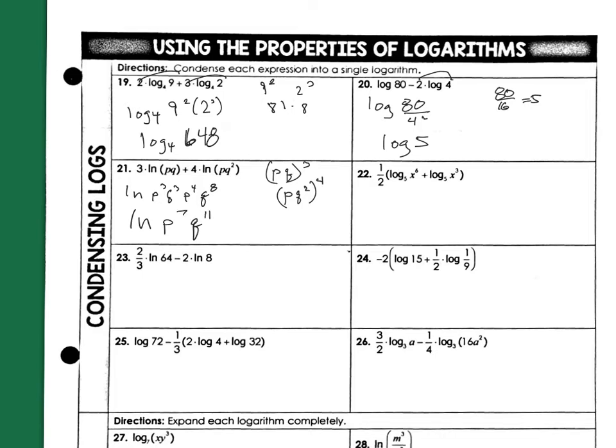1/2, remember 1/2 is the square root. So let's take a look at this. This is a lot. We're going to multiply these together. So we have the log base 5 of x to the 6th times x to the third, and then all of this is to the 1/2 power. So we do 6 to the 1/2, that's x to the third. And then we do 3 to the 1/2, that's 3/2.